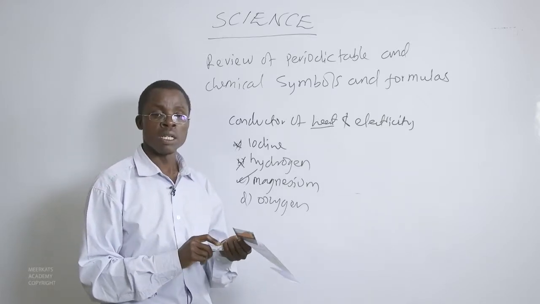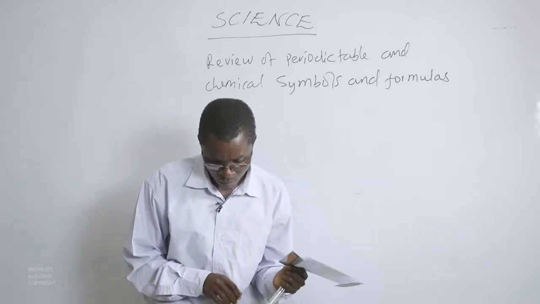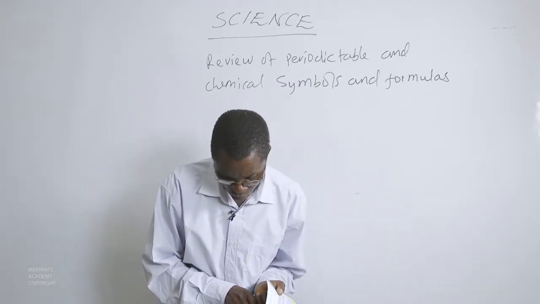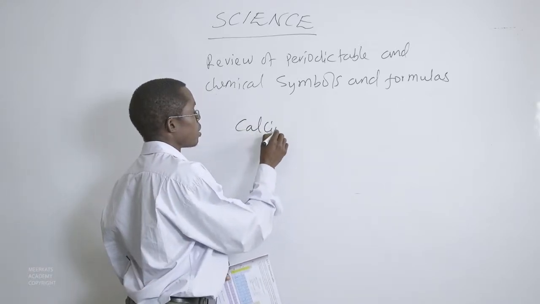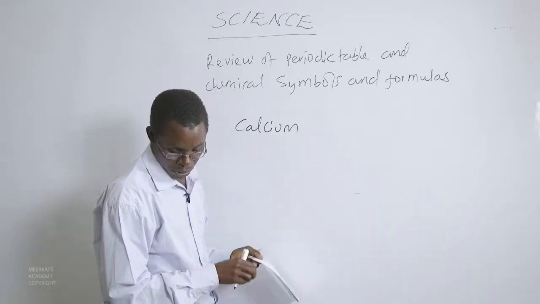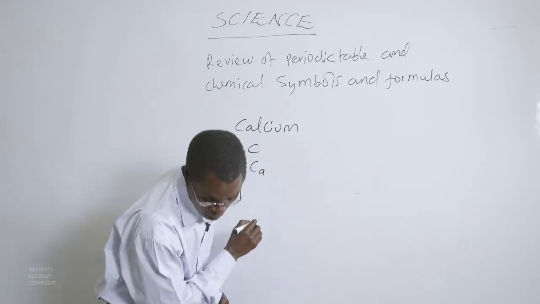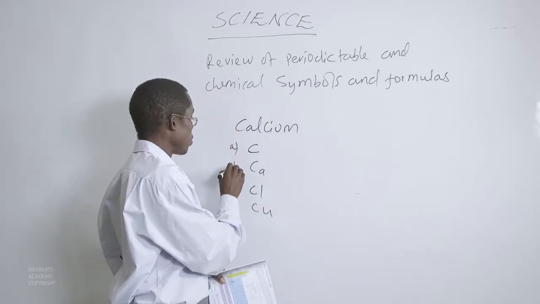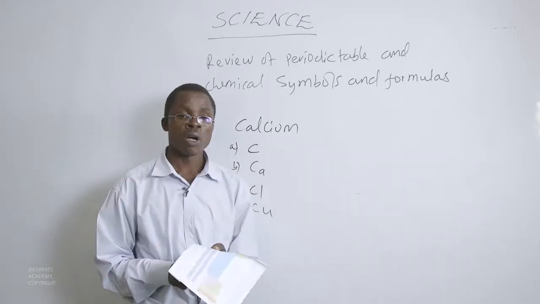Another question is to do with chemical symbols. What is the chemical symbol for calcium? We want to get the chemical symbol for calcium. Here we have options: C, Ca, Cl, and Cu, A, B, C, and D.